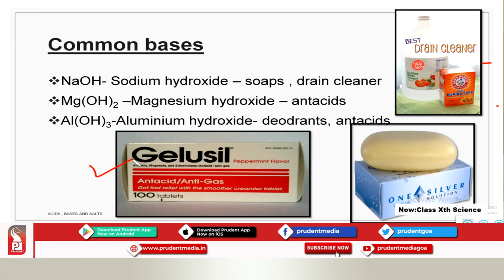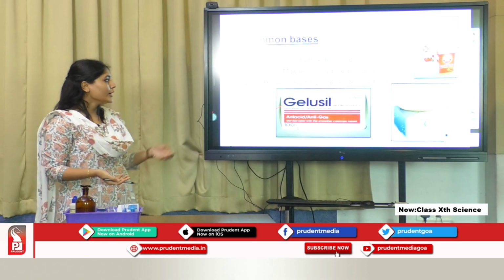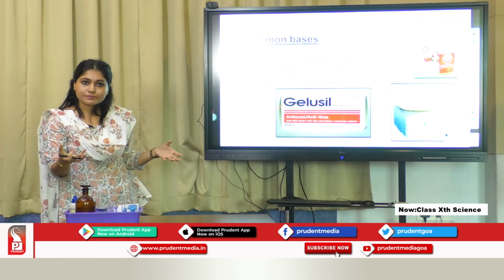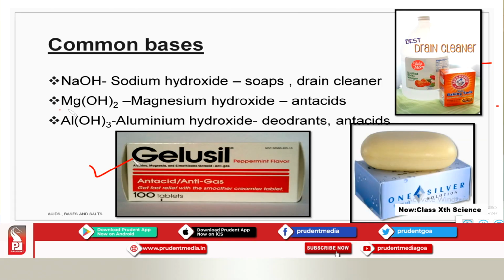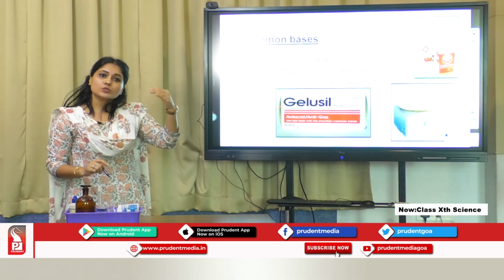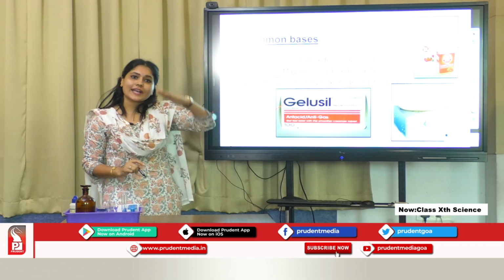You also get it in the form of syrup. You must have heard of Eno, which is a fruit salt. Then you must have heard of Digene. So what is common in this? You are consuming a mild base, which is magnesium hydroxide, also called milk of magnesia. These tablets like Gelusil or Digene are called antacids, because they are reducing the acidity in your body.